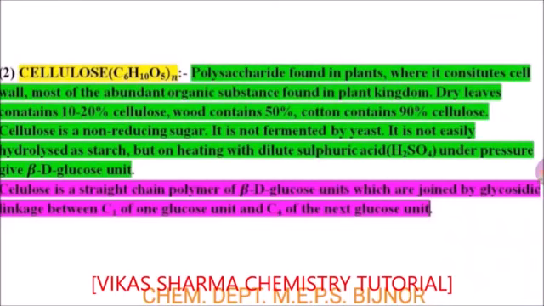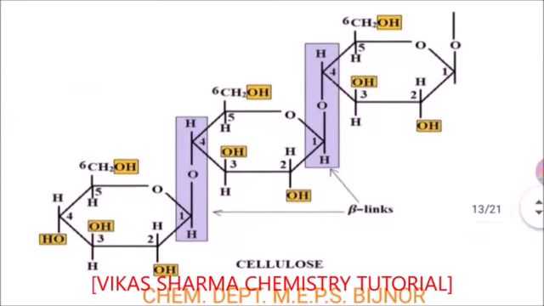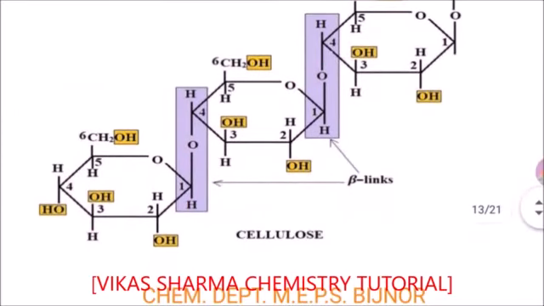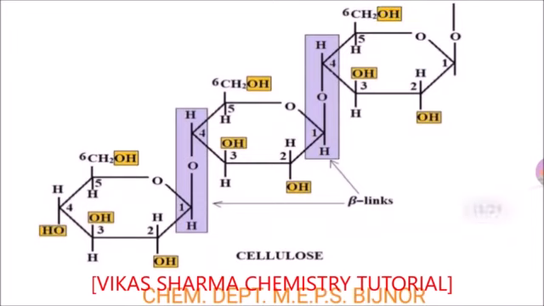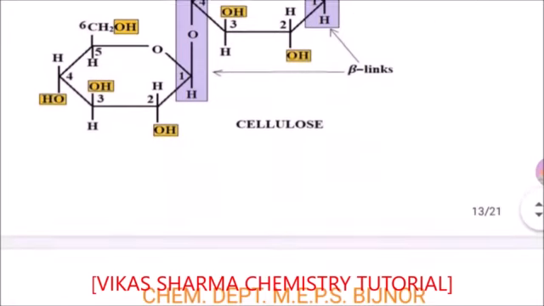In comparison with starch, cellulose is not a storage polysaccharide; it forms the rigid part of the plant body, and it has beta-D-glucose units. So in the structure of cellulose, the units are joined by beta links, because they have beta-D-glucose units. C1 of one unit is joined to C4 of another unit. You can see this easily on the display.